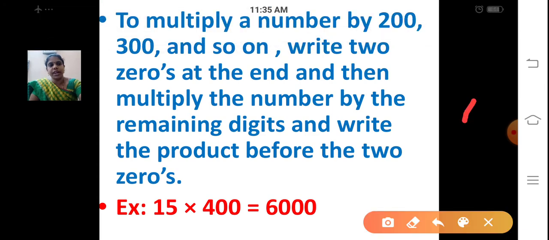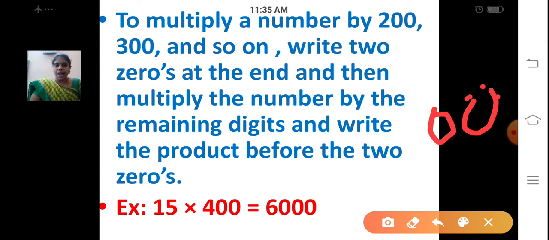We are going to write 2 zeros at the last and then multiply the number by the remaining digits. Same way, I've given you an example. Multiply the number by the remaining digits and write the product before the two zeros.